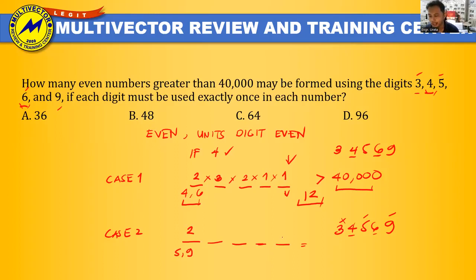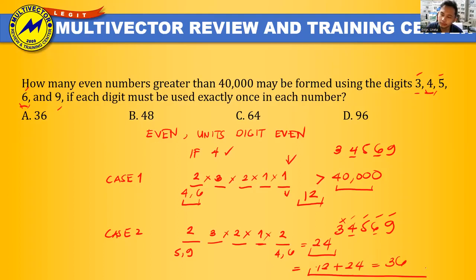Then sa units digit naman, pwede nating pagpilian is either 4 and 6. Ngayon for the remaining digit, since wala na tayong restriction dyan, ano yung mga natitira? Ang nabawas is 2 digit. So ang natitira na lang is 3, 2, and 1. Kaya 2 times 2 times 3 times 2 is 24. The total number of ways, therefore, is 12 plus 24, which is just equals to 36. Tamang sagot, letter A.